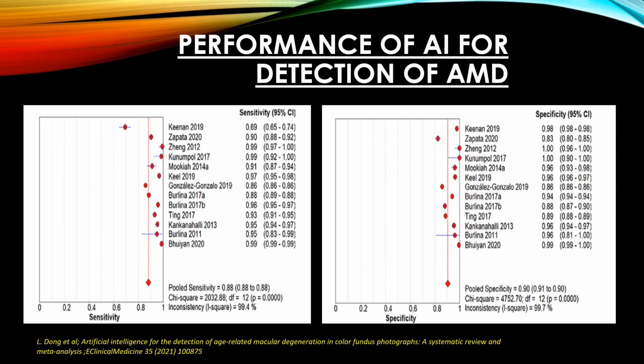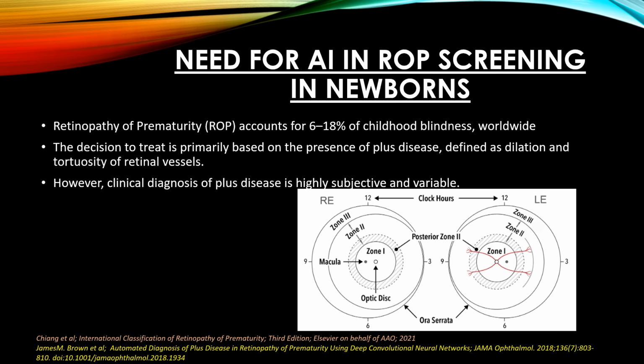So these are the performance of the various studies using AI for the detection of AMD, and we can see that really the sensitivity here is 88%. Here the pooled specificity is 90%. That is, it is able to easily pick up the true positives and the true negatives.